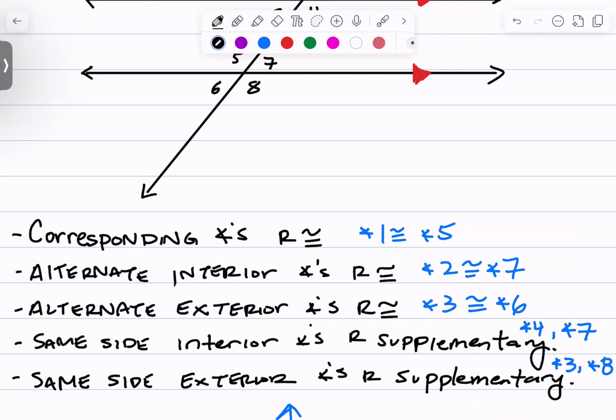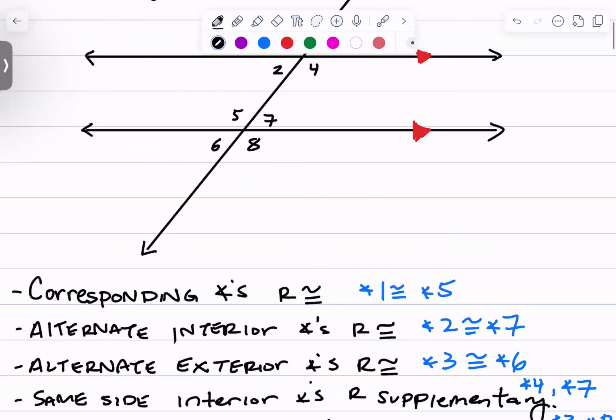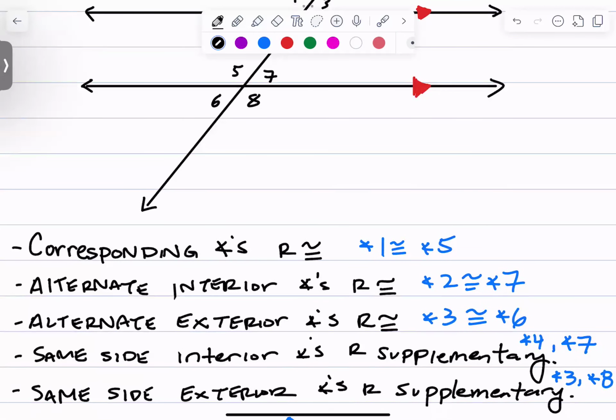And then I went ahead and labeled one example of each. Okay. So today what we're going to talk about is how to prove two lines are parallel. Two lines are parallel if and only if one of these angle relationships happens.